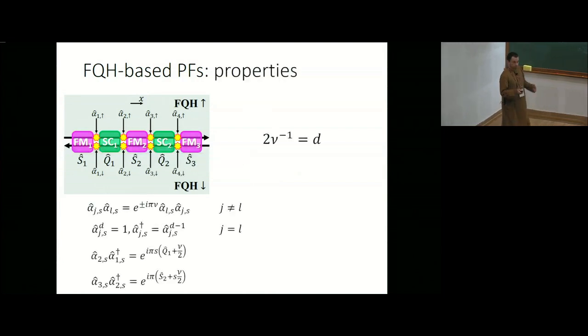Okay, so we saw that Parafermions essentially appear when you try to insert a quasi-particle into this system, and they inherit many of their properties from quasi-particles. For example, if you want to exchange the order of the 2 Parafermion operators, you will get a plus minus i pi nu phase, which is exactly the statistical phase of Laughlin quasi-particles.